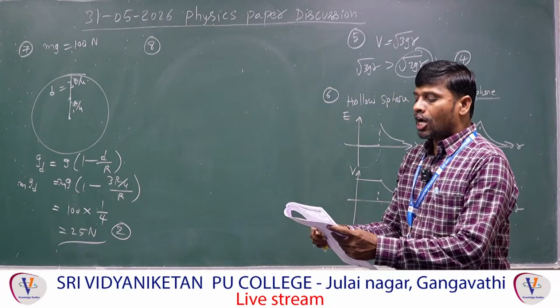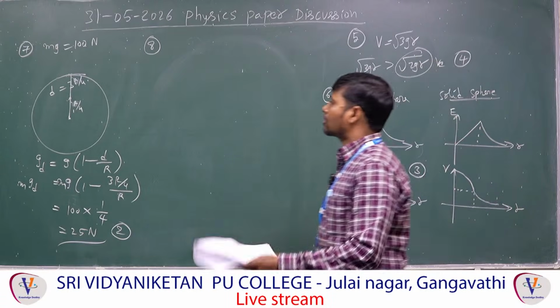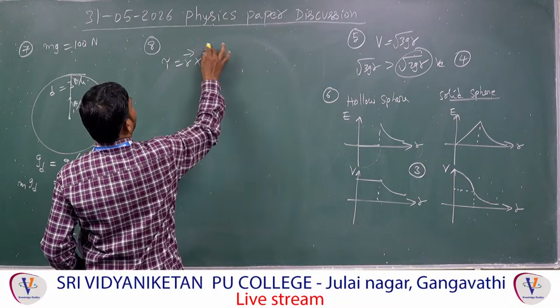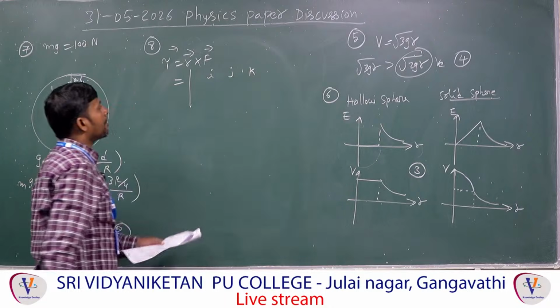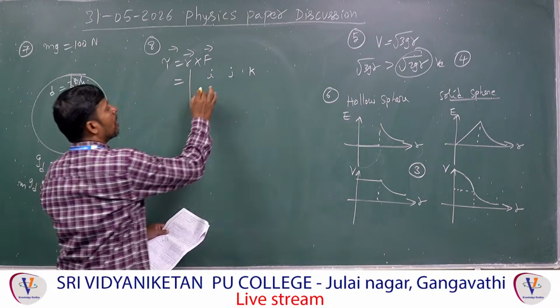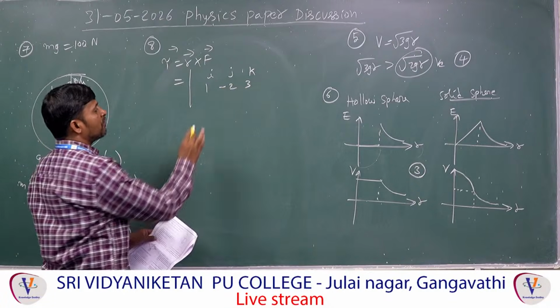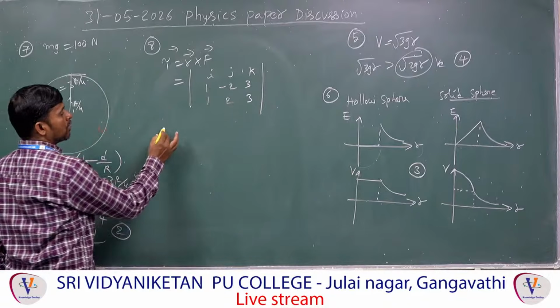A force is acting on a particle. Its position from the origin is also given. What is the torque? Torque is equal to R bar cross F bar. First I, J, K. What is the value of R? 1, minus 2, 3. And what is the value of F? 1, 2, 3. That's how to find it.